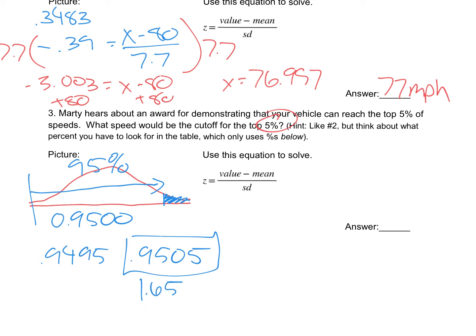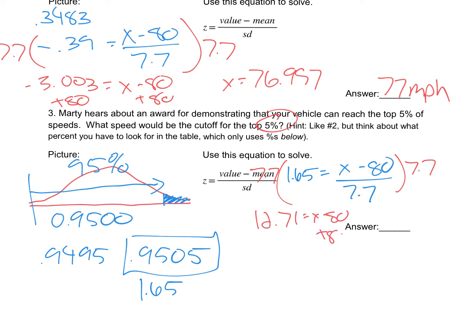which then using our equation here, our value is unknown. So multiplying that over, get 12.71. Add that 80. And we get 92.71 miles per hour.